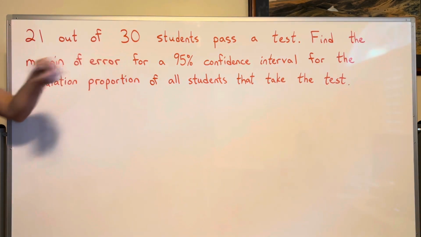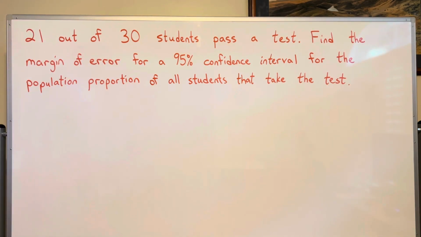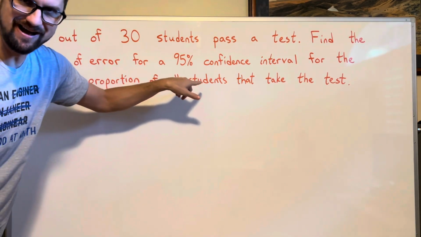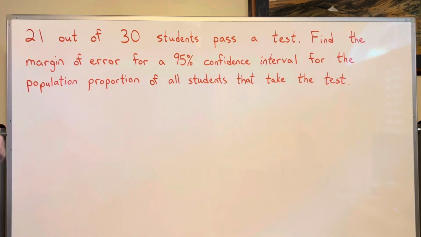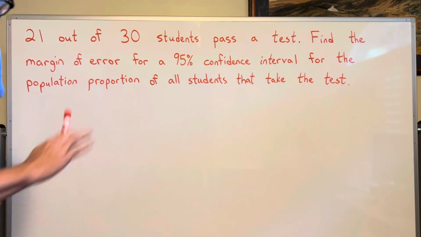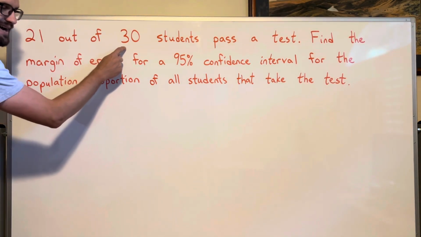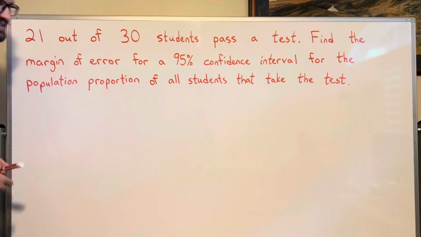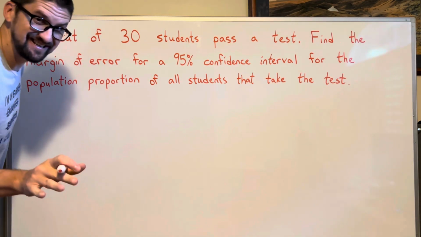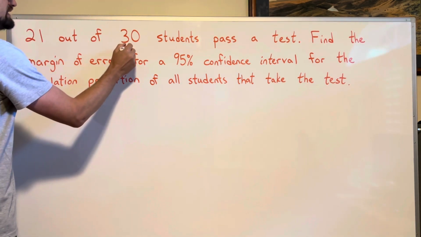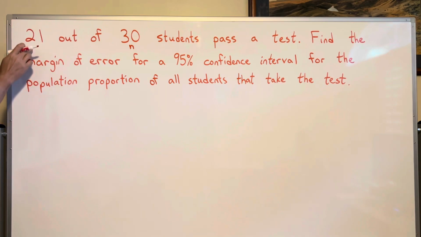21 out of 30 students pass a test. Find the margin of error for a 95% confidence interval that represents the population proportion for all the students that take the test. Now this is my sample size, 30. That is n, lowercase n.